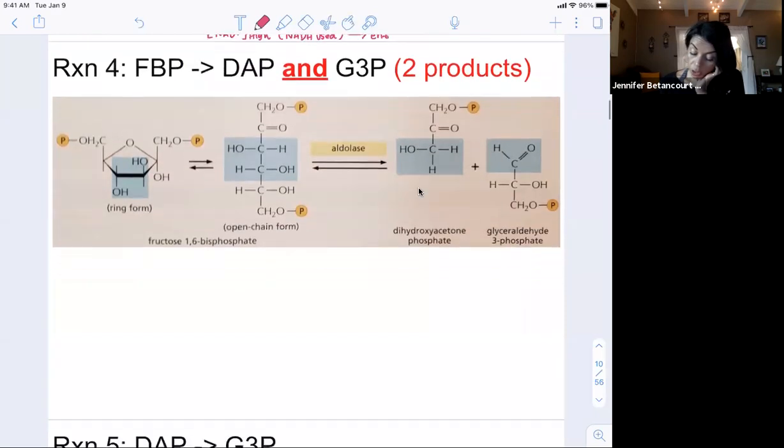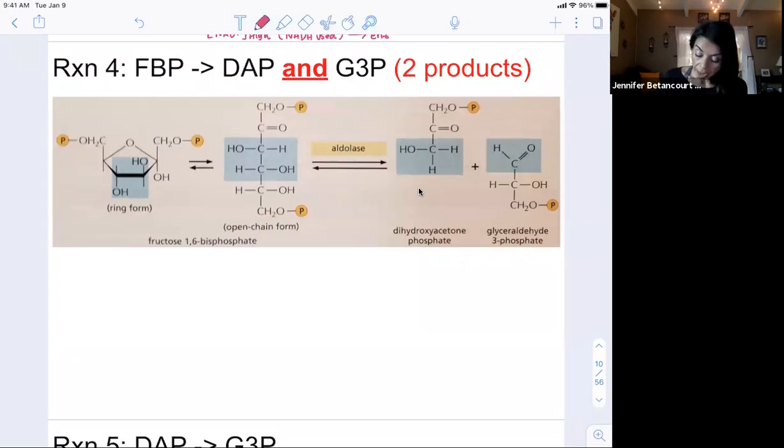So reaction 4, this is when it gets interesting. Remember how at the very end we have 2 pyruvates? Well, this is going to explain why. All right, so the product from the previous reaction, FBP, is modified to become 2 products. One product is called dihydroxyacetone phosphate, or DAP. The other product is called glyceraldehyde 3-phosphate, or G3P.